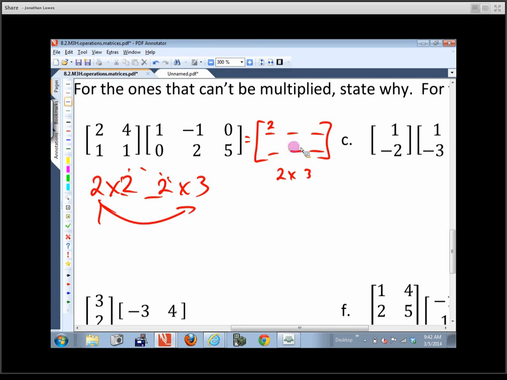Where is this one? Find that entry right there. This one right here. It is in the second row, second column. So I'm going to take the second row and multiply it by the second column. So that's a 1 times a -1, a 1 times a 2. So that's -1 plus 2. So what's the number that goes right here? It's a 1.